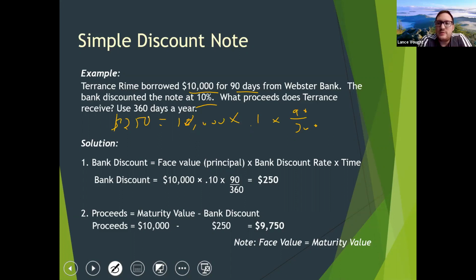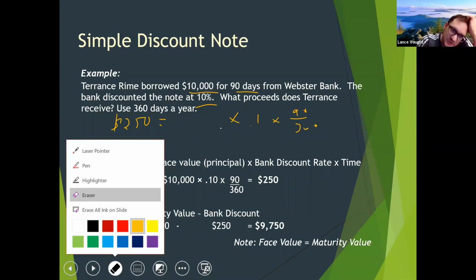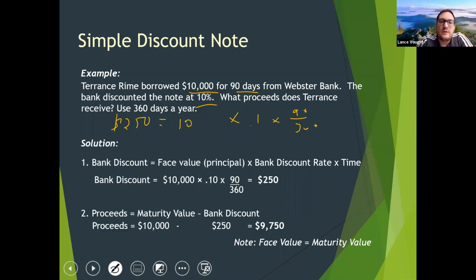Now, if this was last chapter, then the amount that Terrence would pay back in 90 days is $10,250, because he would get the full 10,000 and then he'd have to pay back the $250 in generated interest from that. What's happening now is that the 10,000 is not what Terrence receives. He's going to receive whatever is left over when we deduct this interest from the initial 10,000.